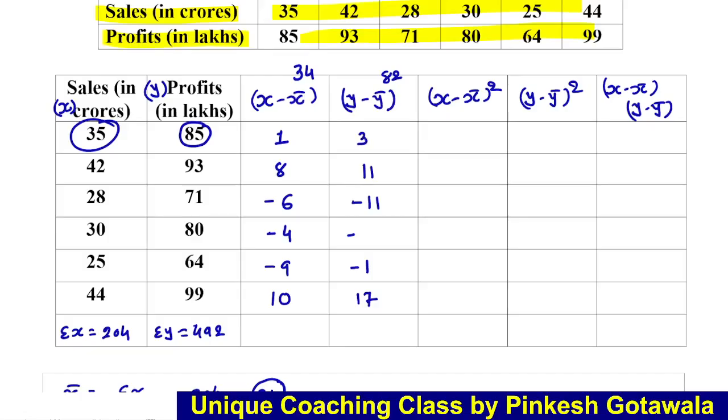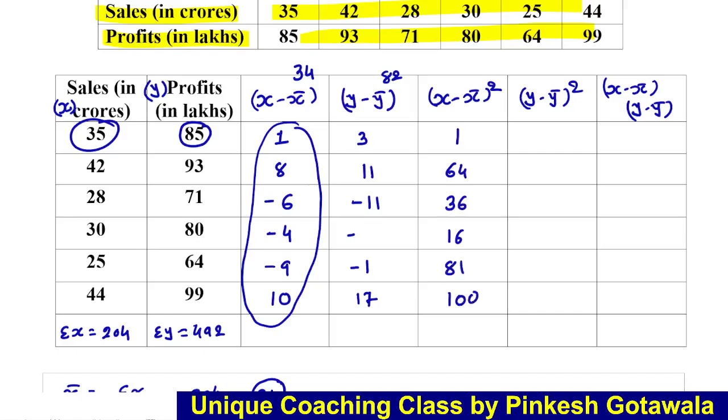Now prepare the next column. First of all, x minus x bar square. Okay, so we have to do the square of this. So here 1, 64, 36, 16, 81 and 100. Okay, let's total them: 1, 64, 36, 16, 81 and 100. 298.